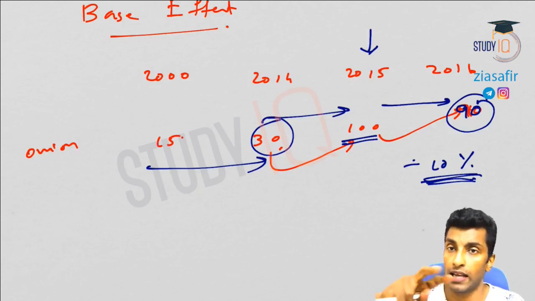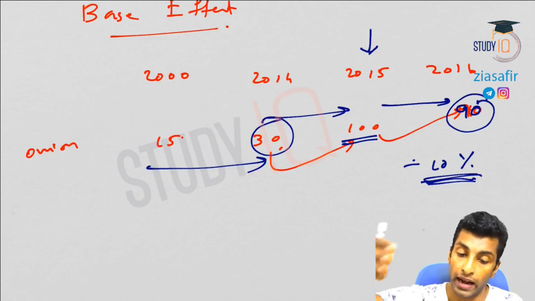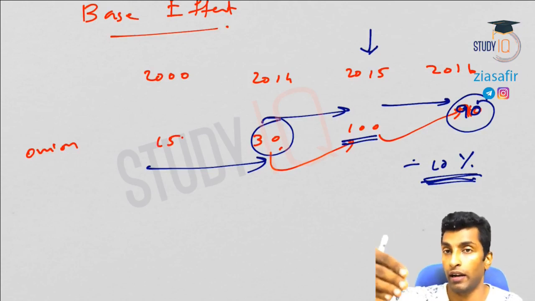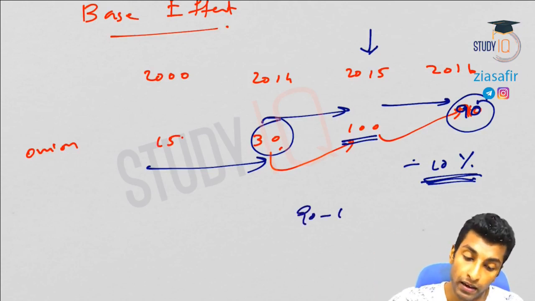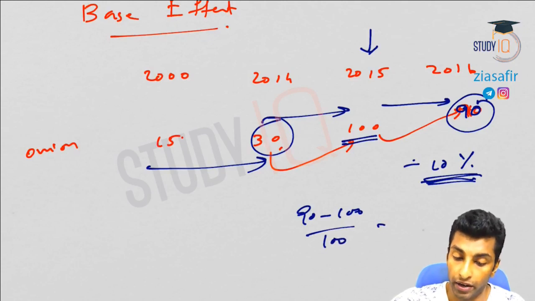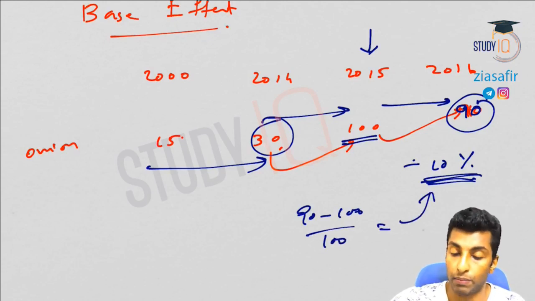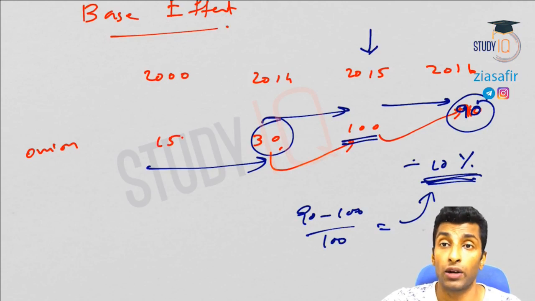I've told you inflation is calculated on the basis of the previous year. Base value you will be taking, right? So 90 minus 100 divided by 100. Previous value when you do, you will get minus 10%. Why? Because the base value was so high. This is what you call base effect.